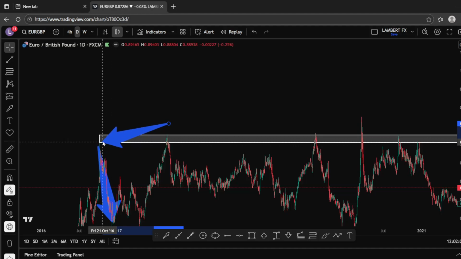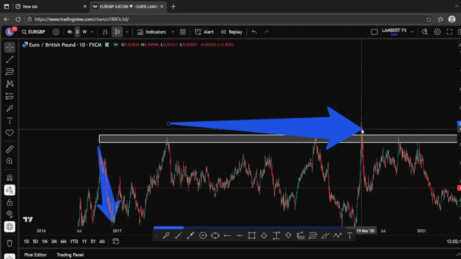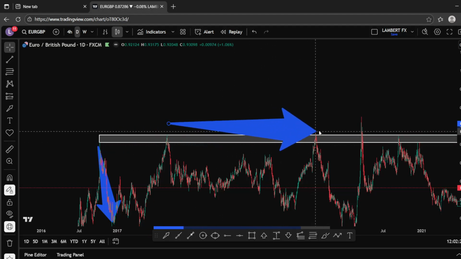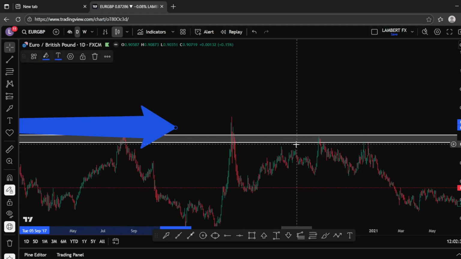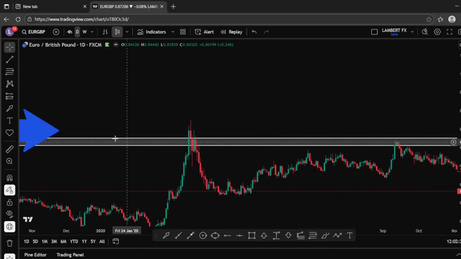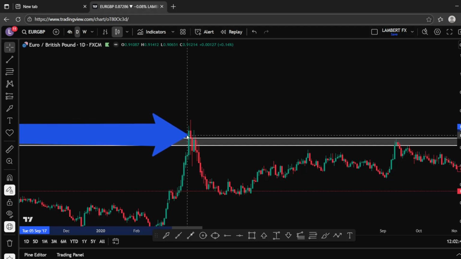Since this first rejection in October 2016, because this is a daily time frame, we had not traded above this level for so many years, not until March 2020. So for a good 4 years, we were trading below this level. If you were looking at this chart live on the day we had this breakout after 4 years trading below the level, we had this massive bullish candle. What would you do?